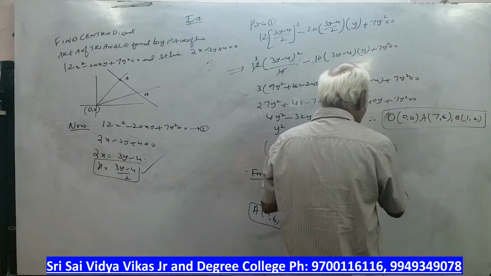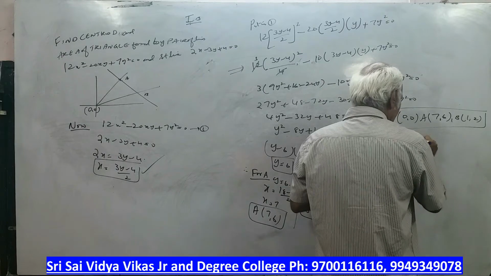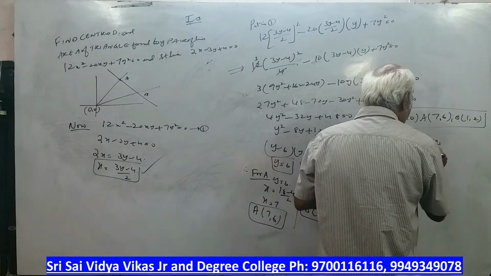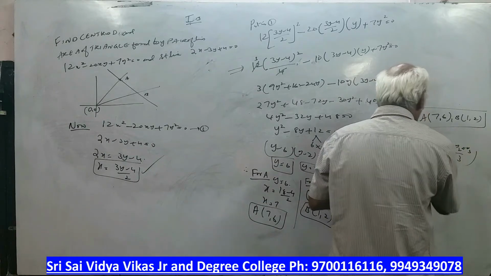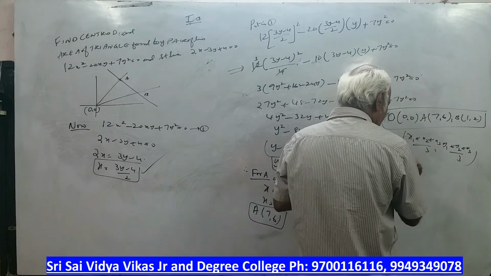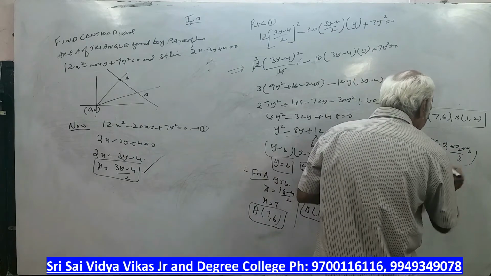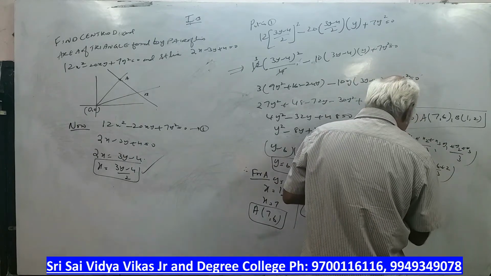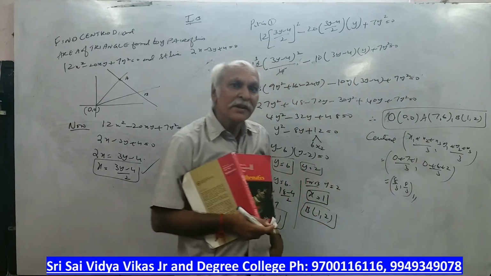Now what is the centroid? It is (x1 plus x2 plus x3) by 3, (y1 plus y2 plus y3) by 3. So (0 plus 7 plus 1) by 3, (0 plus 6 plus 2) by 3. How much do we get? 8 by 3 comma 8 by 3. Right? 8 by 3 comma 8 by 3.